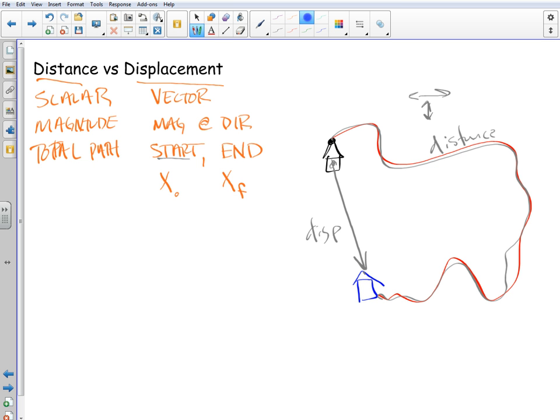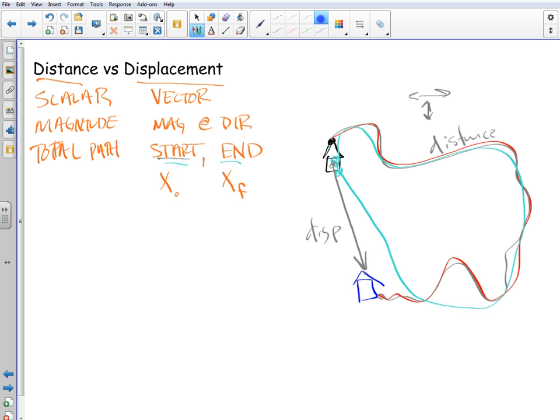If I had left my house, done this, but at the end just came back to my house, my displacement would be 0. I didn't change; my start and end are the same. You subtract them, you get nothing. But my distance would be something more than that. So it is a subtle difference.